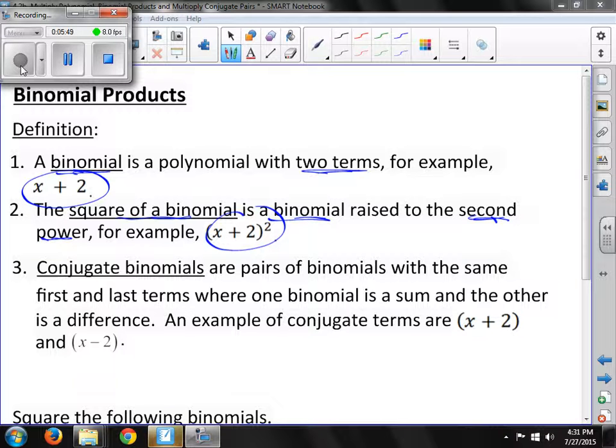Conjugate binomials. Conjugate binomials are pairs of binomials with the same first and last terms, where one binomial is a sum and the other is a difference. An example of conjugate pairs would be x plus 2 and x minus 2.